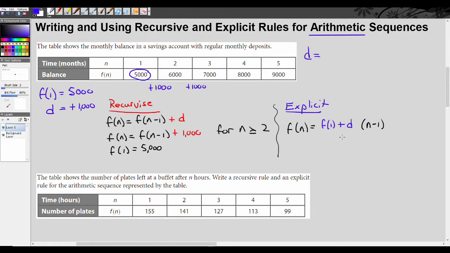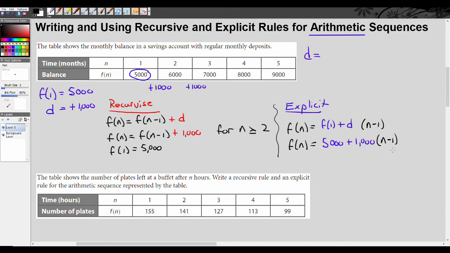Now you're not actually going to write f of 1. You're going to write first term there. And you're not going to write d. You're going to write whatever the common difference is. So then very easily I can write my explicit rule: f of n equals my first term, which is 5,000, plus my common difference, which is 1,000, times n minus 1. And there's my explicit rule.